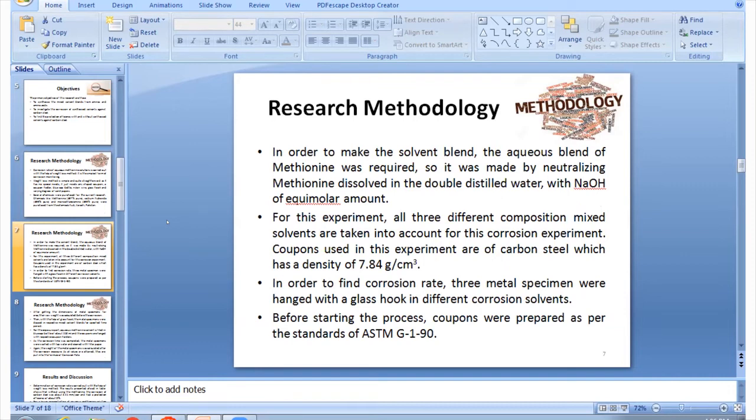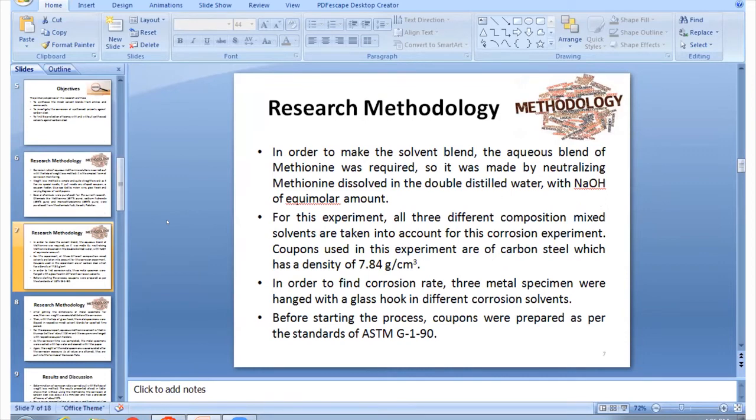In order to make the solvent blend, the aqueous blend of methionine was required, so it was made by neutralizing methionine dissolved in double distilled water with sodium hydroxide of equal molar quantity. For this experiment, all three different compositions were mixed. Solvents are taken into account for this corrosion experiment.